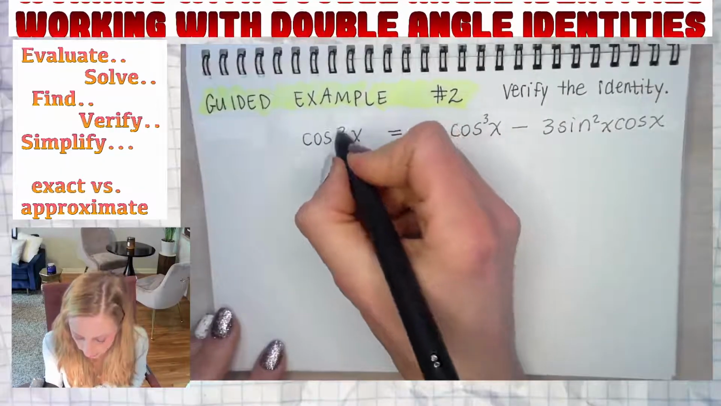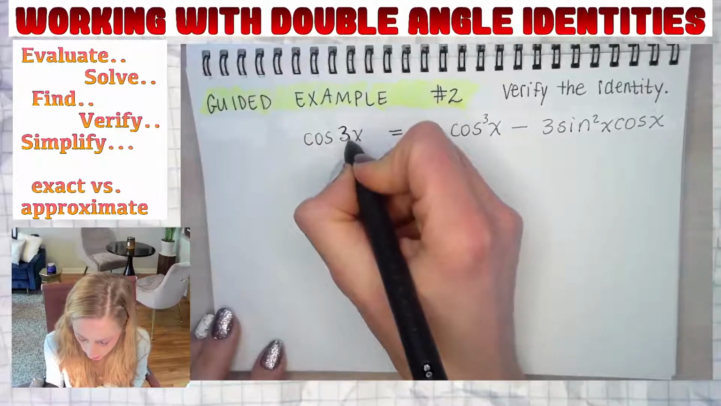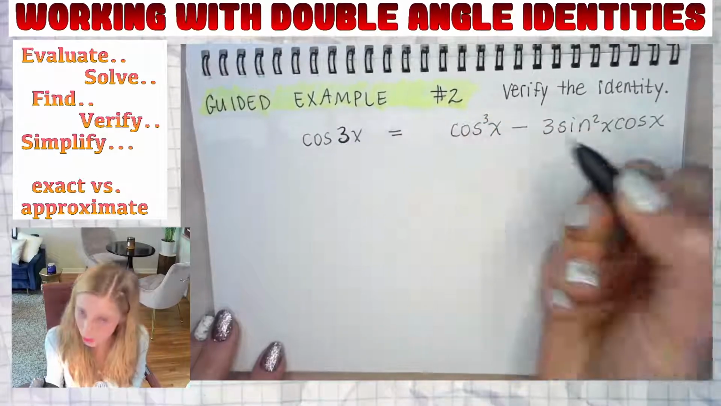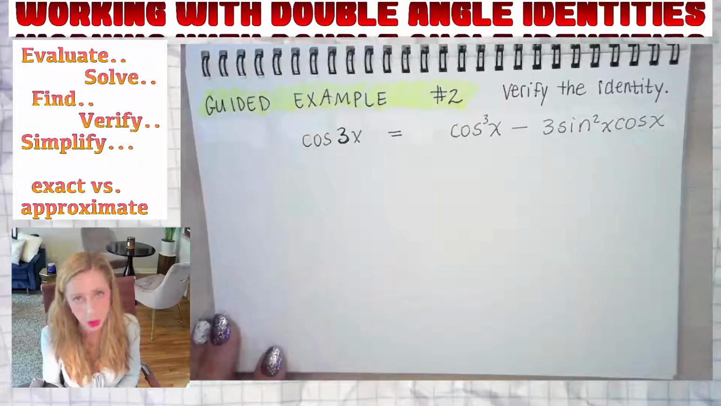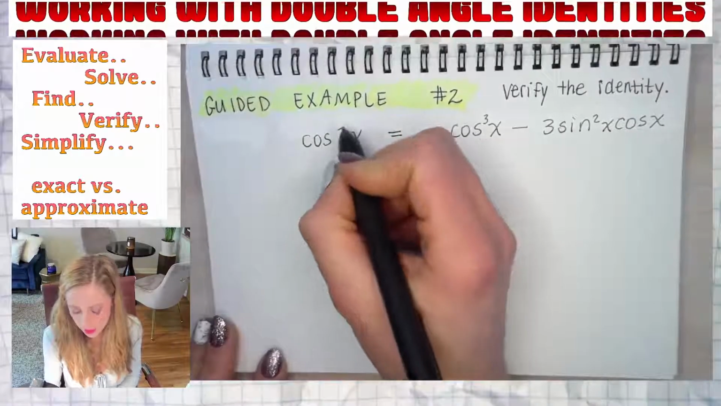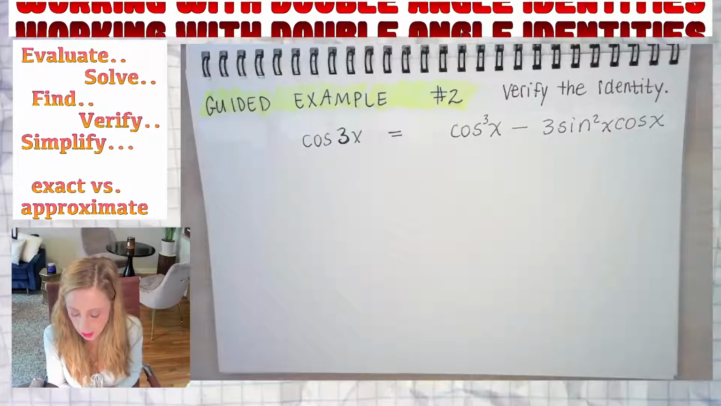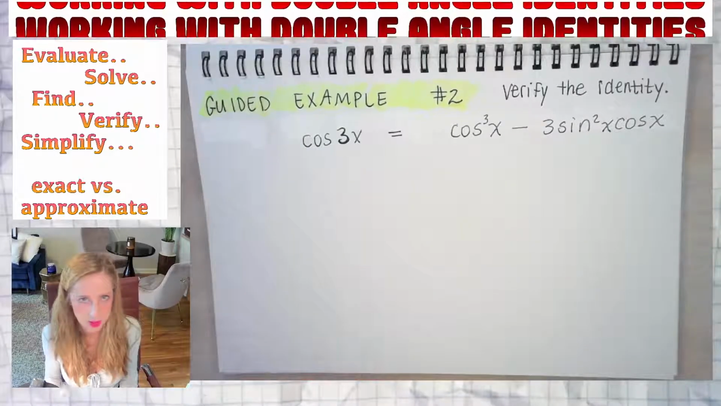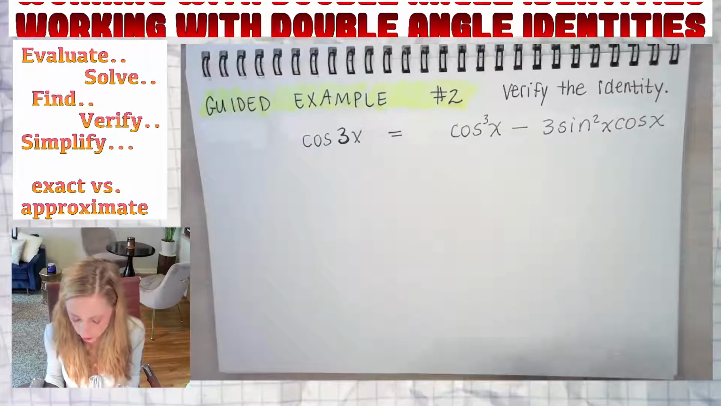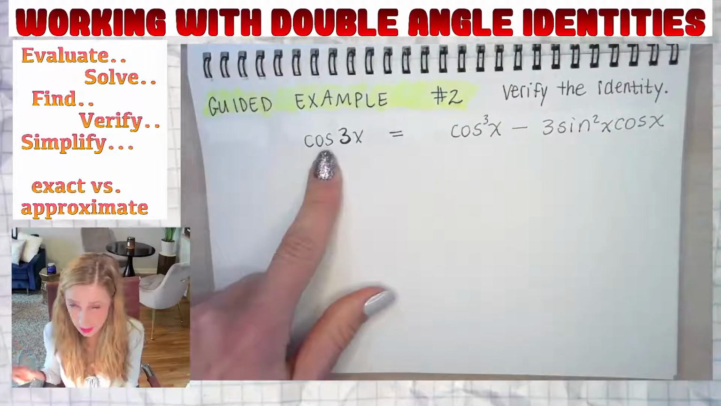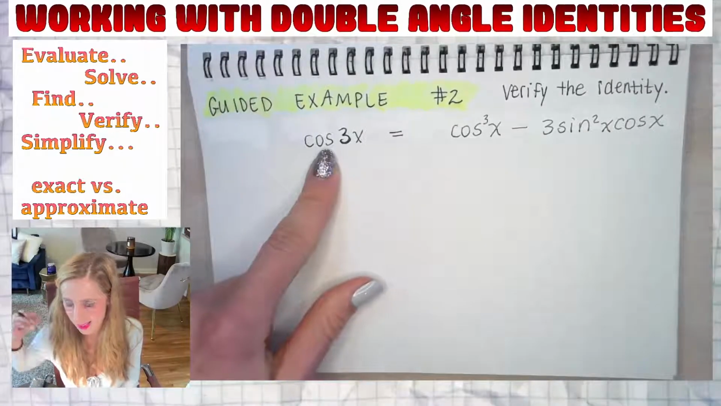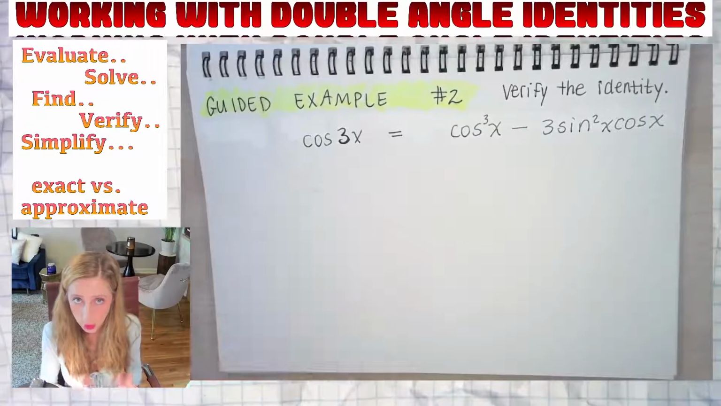Here I have cosine of 3x. Now, that's not quite a double angle, it's a triple angle. We don't have an identity for that, but we're going to build our own. I'm going to use this side since the section we're on, use context clues, guys, critical thinking, is all about this double angle identity. So I'm also going to tie in the angle sum identity.